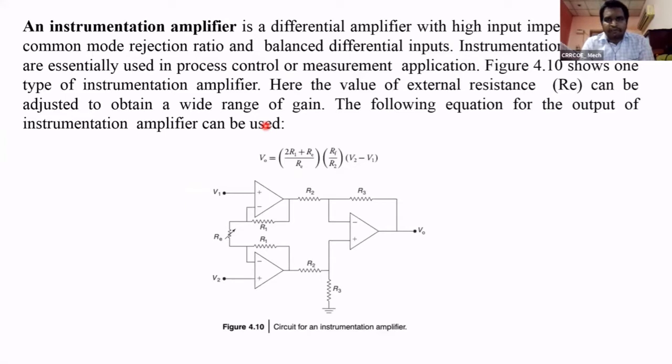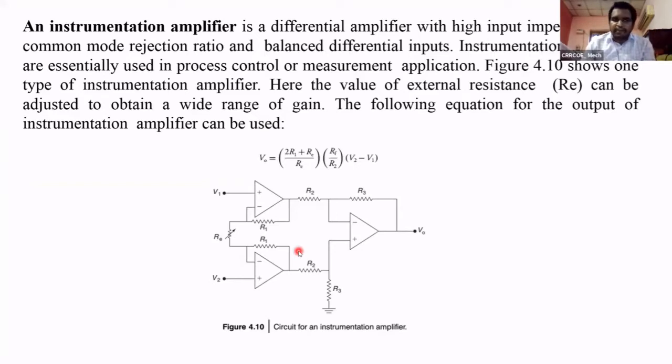Already we have seen different types of op-amp circuits such as inverting type, non-inverting type, summing, difference, differential, and integration, and voltage follower and current follower and comparator. These are the op-amp circuits we have seen in previous classes. And the last one is the instrumentation amplifier.